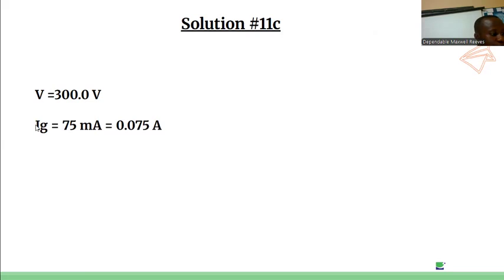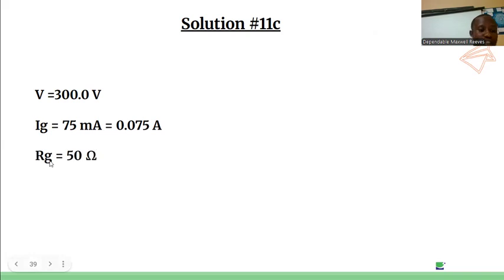And we were also given the deflection current equal to 75 milliampere. Milli means 10 to the minus 3 power. So dividing this by 1,000 for the sake of simplicity, we have 0.075 ampere. So we have converted from milliampere to ampere. This value represents the full scale deflection current.